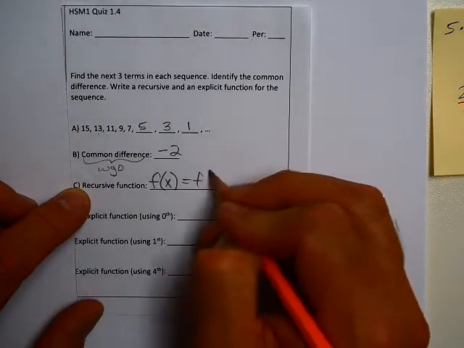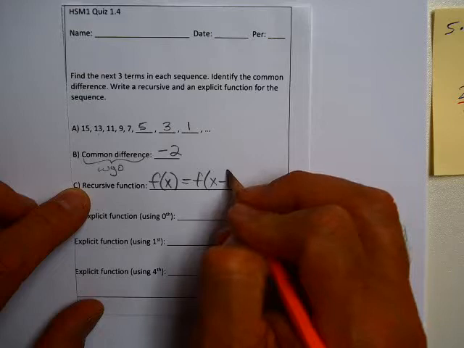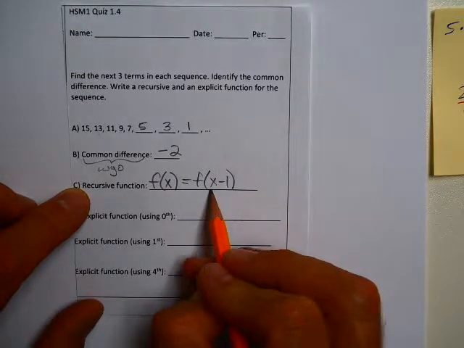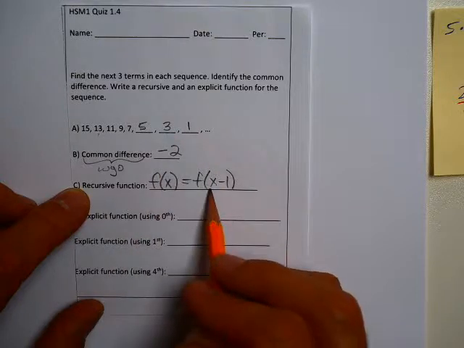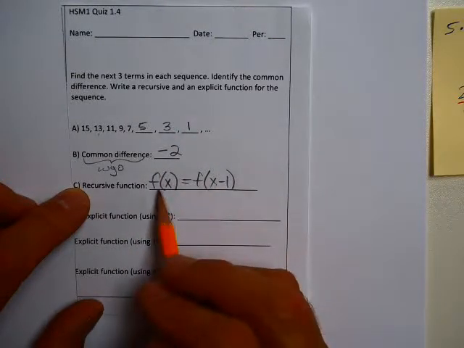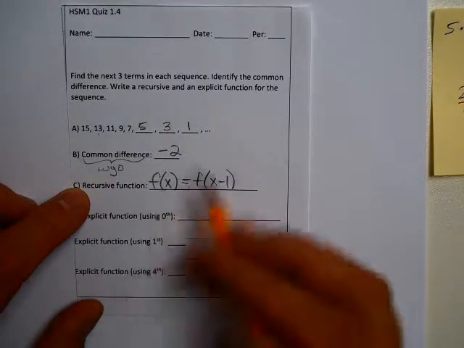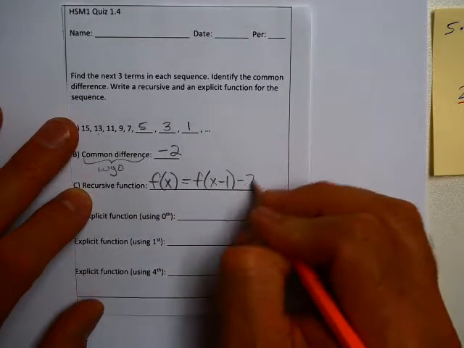equals f of x minus 1. I know this is a little odd, but what this means is this is the previous term in the sequence. So if the previous term in the sequence is 3, the next term in the sequence would be 1. Well, what do I have to do to the 3 to get 1? Well, I have to take away 2.